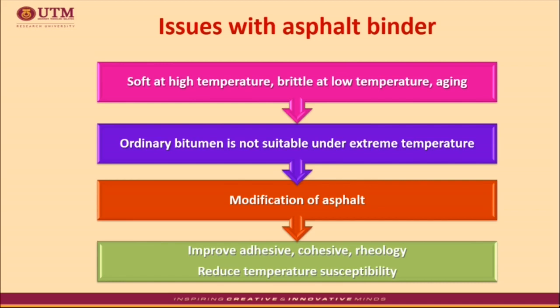Therefore, it is relevant to discuss what exactly the issues related to the conventional asphalt binder are, which are listed in the slide. First, asphalt is very sensitive to temperature changes. At high temperature, the asphalt tends to become soft and prone to rutting and shoving, and softer bitumen has a greater tendency to oxidize. While at low temperature, the asphalt becomes brittle and susceptible to disintegration and cracking.